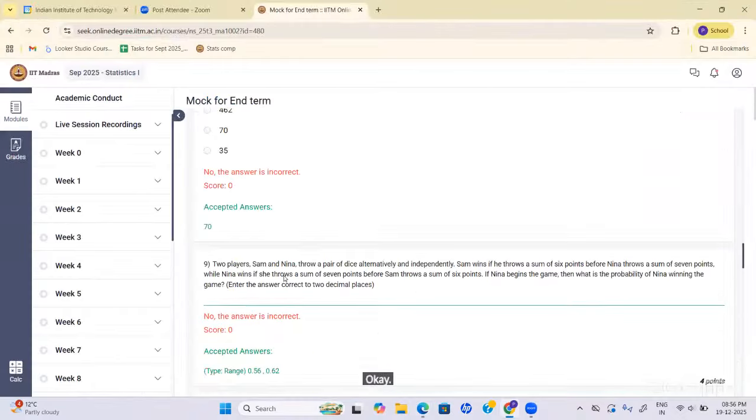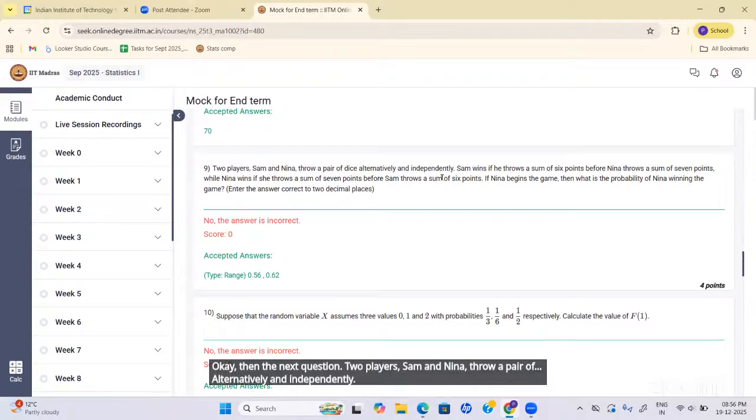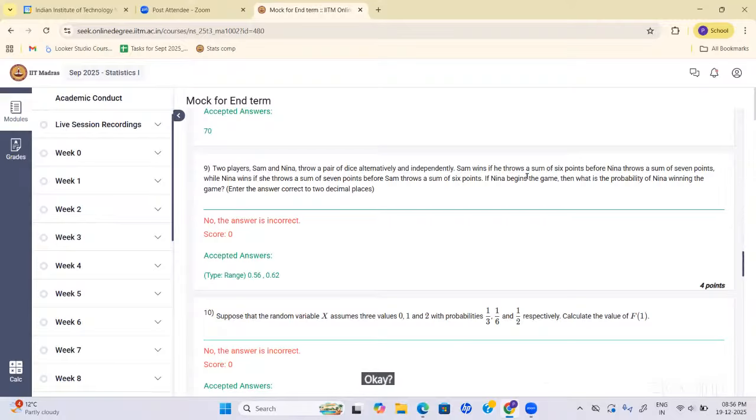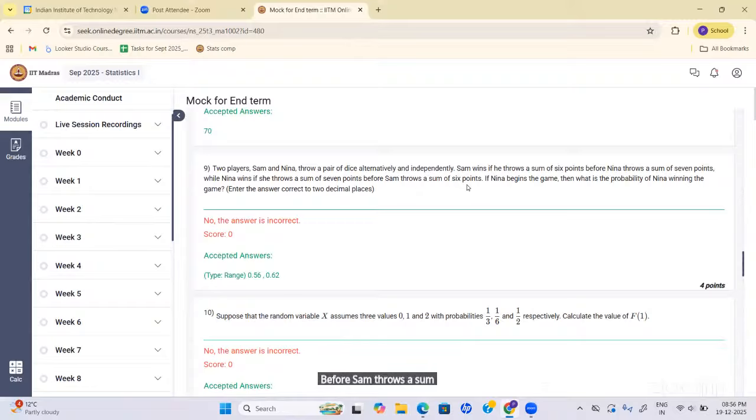Okay, then the next question is: two players, Sam and Nina, throw a pair of dice alternatively and independently. Sam wins if he throws a sum of 6 points before Nina throws a sum of 7 points, while Nina wins if she throws a sum of 7 points before Sam throws a sum of 6 points. So if Nina begins the game, then what is the probability of Nina winning the game?